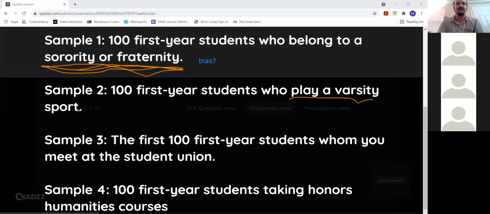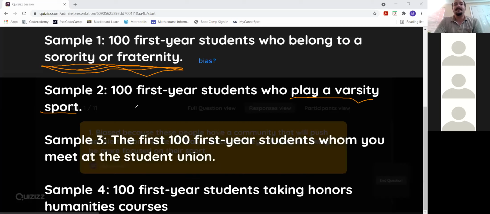I'll give you a hint. The varsity sport. The thing that they're saying there is playing a varsity sport. Why would that bias your sample? Because it's only focused on the sports people. So how would that affect whether or not they skip classes, I think is the question here. Because they'll probably be more focused with the sport that they're playing, and they'll train more rather than go to their academic classes.